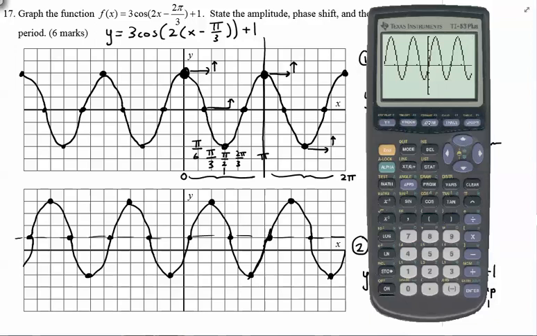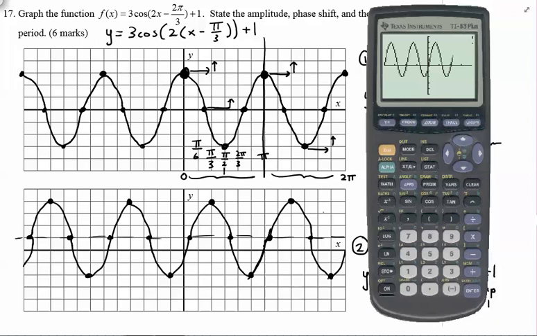Okay, so what I do is I choose Zoom Trig, because that gives me the same window that I have here almost. I might want to change my window so that the y values go from -5 to 5, so that it's exactly the same as what I have pictured here. There it is.